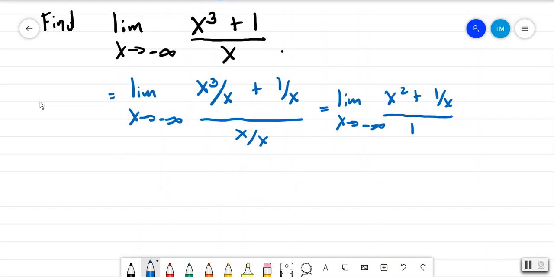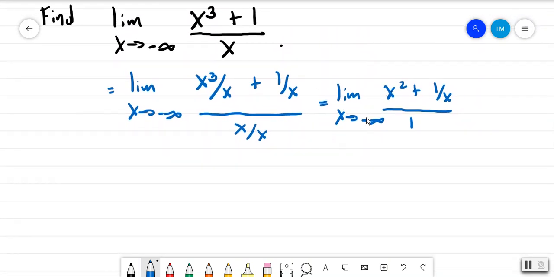Now, this is where you've got to be careful. If you take the limit as x approaches negative infinity, 1 over x will go to 0, and the denominator is going to stay as 1. But notice that x squared is going to go to positive infinity, because x squared rises to the left when it goes to negative infinity. So essentially this expression is going to go to positive infinity.